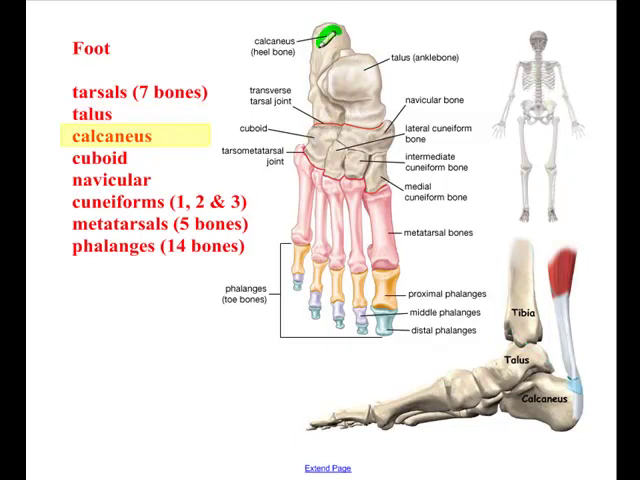Calcaneus, you will see here, commonly known as your heel or heel bone. Looking at it here in a side view, you'll see that the large muscles of the back of the leg attached to the calcaneus via the Achilles tendon.